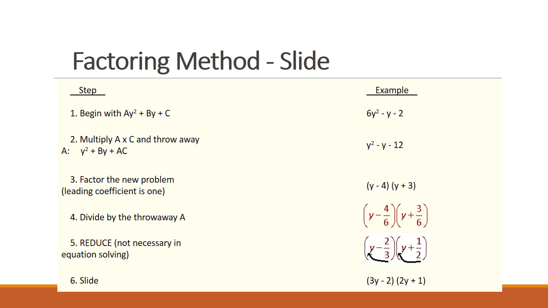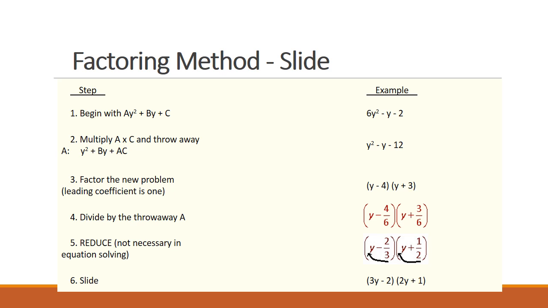So that 6 that we got rid of up front is going to come back, and it's going to go underneath the 4 and underneath the 3. So now we have y minus 4 over 6 times y plus 3 over 6. Now we're going to reduce. 4/6 reduces to 2/3, and 3/6 reduces to 1/2.